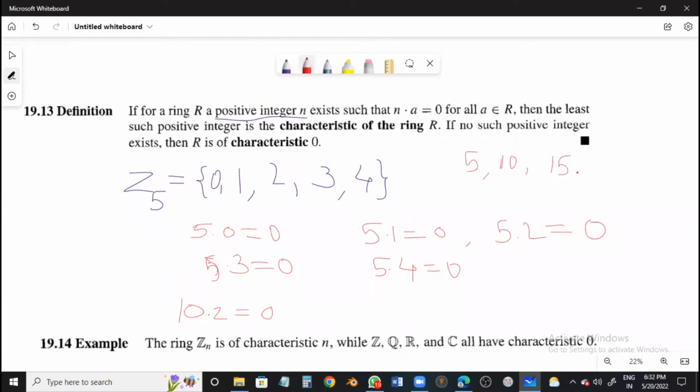Is it right? And so on. There is no end. But I want the smallest of all. What is it? 5. So what is the characteristic of Z5? 5. Because if I multiply by 5, all the elements vanish. Product becomes 0. Followed me?